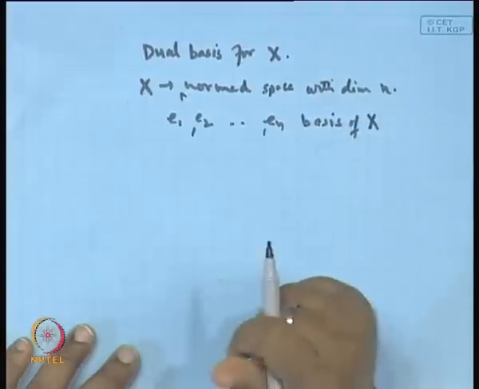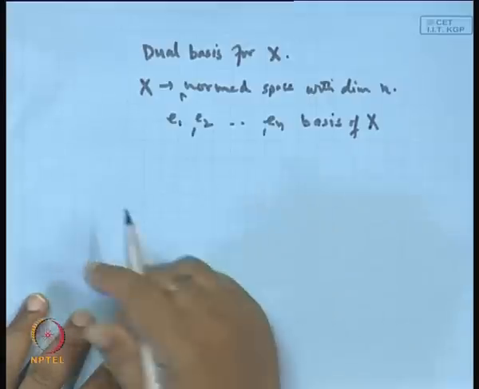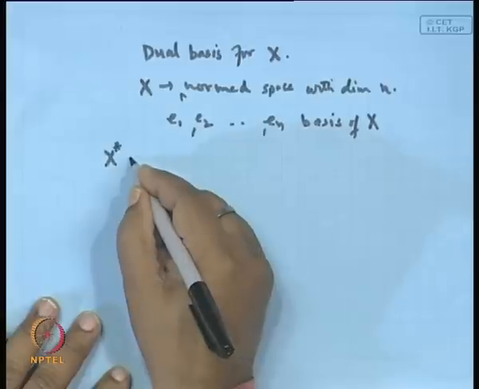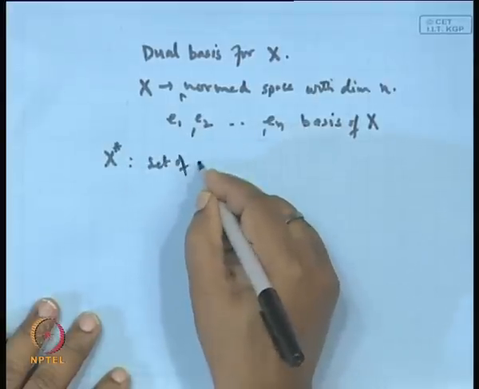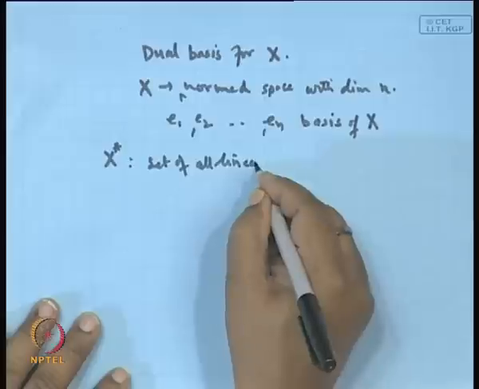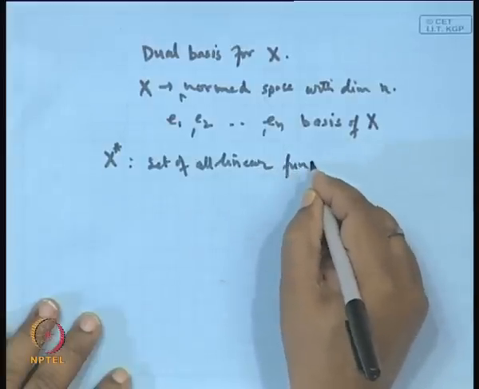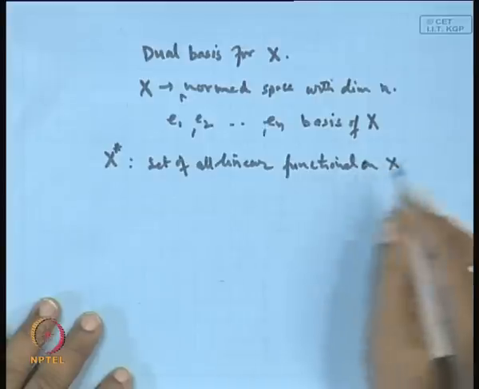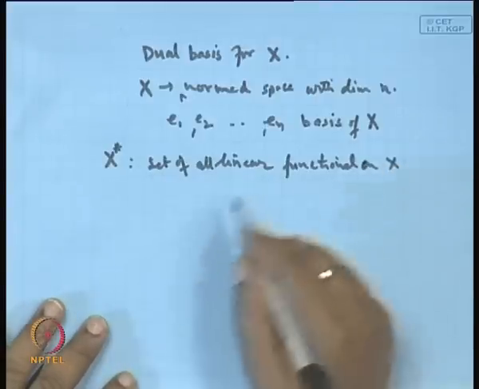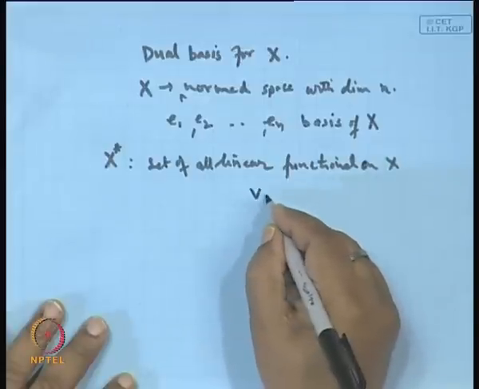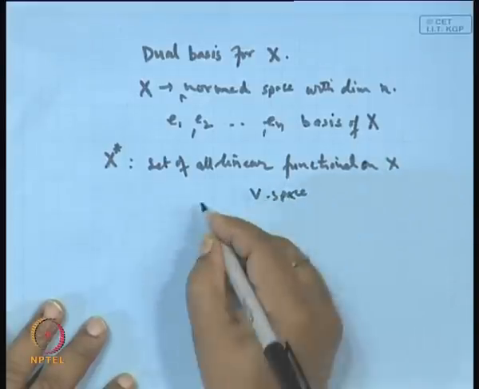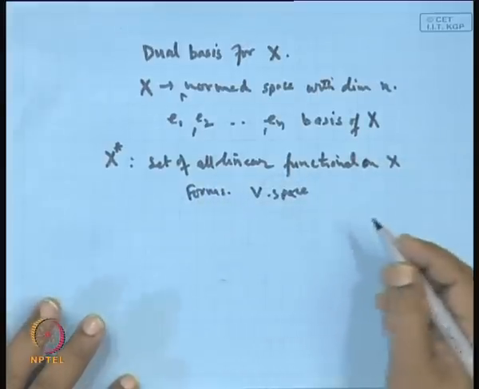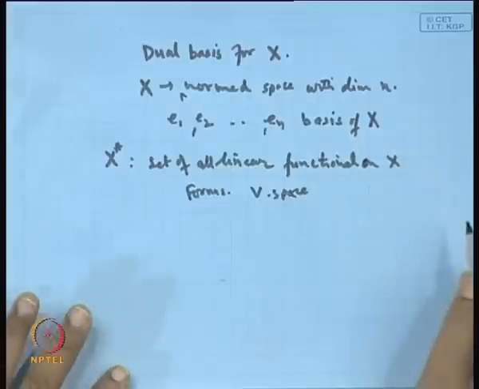Let E1, E2, ..., En be a basis of X. As we know, the set of all linear functionals defined on X is denoted by X star, and in fact, it forms a vector space under suitable addition and scalar multiplication. This we have discussed.